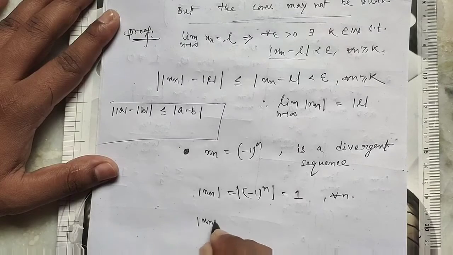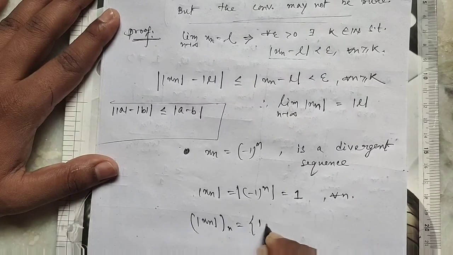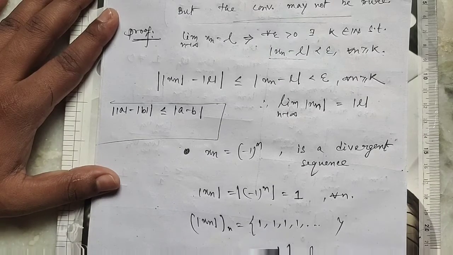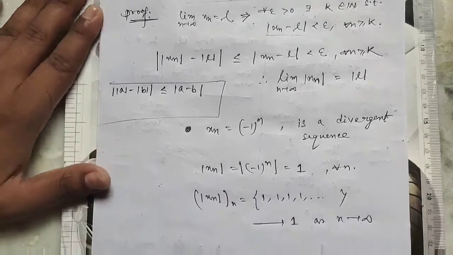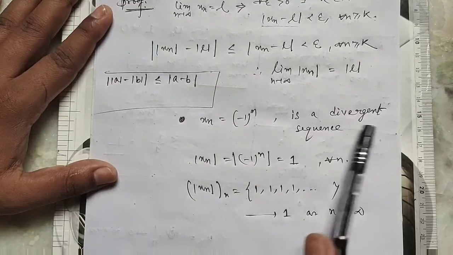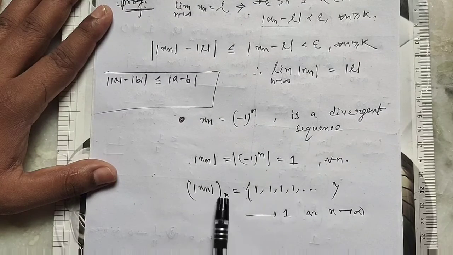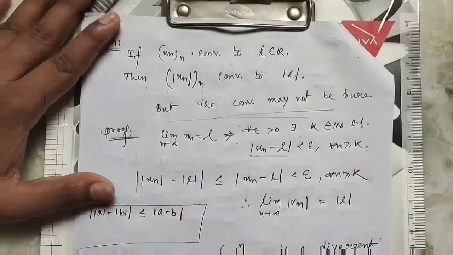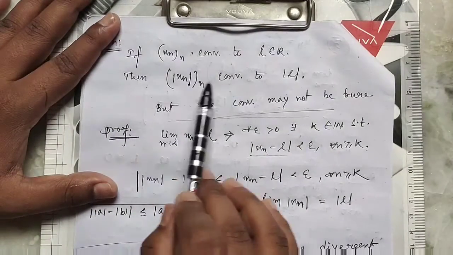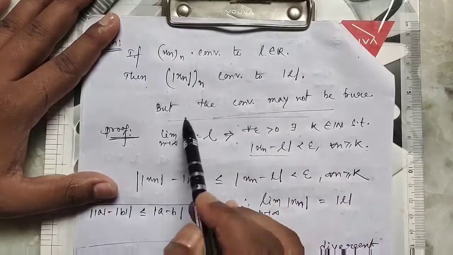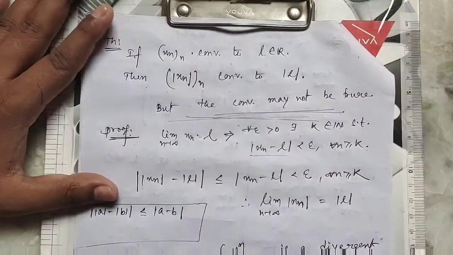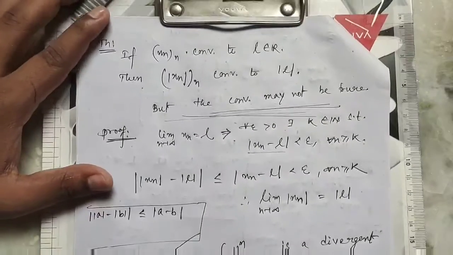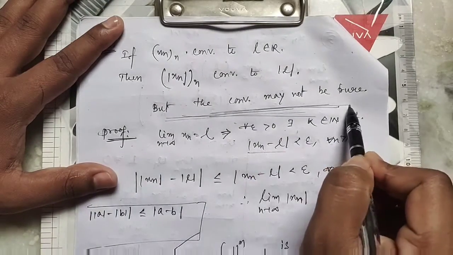Okay, so the sequence mod xn is 1 1 1 1 and so on. So this tends to 1, that is, convergent as n tends to infinity. That is, xn is not convergent. Divergent sequence xn is not convergent, but mod xn is convergent. Okay, that is, mod xn converges, but xn is not convergent. So the converse may not be true. This is an example to prove the converse may not be true.